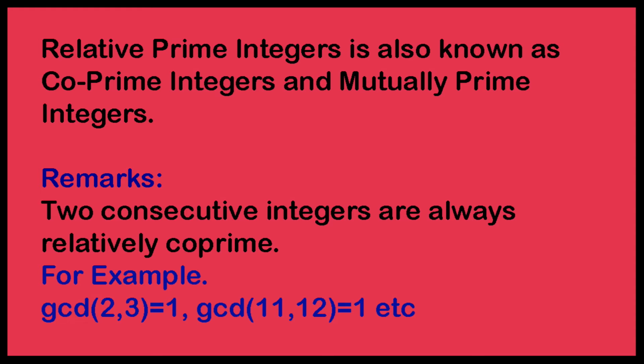From the examples and definition, you can find out the result that two consecutive integers are always relatively prime, or co-prime, integers. Suppose the GCD of 2 and 3 is 1. 2 and 3 are both consecutive integers. Similarly, the GCD of 11 and 12 is also 1, and 11 and 12 are both consecutive integers. So any two consecutive integers are always relative prime numbers.